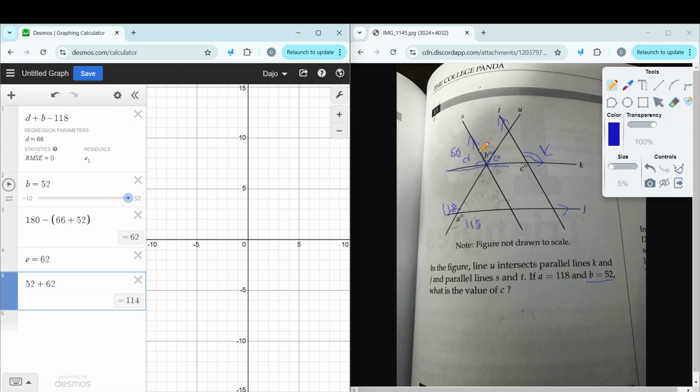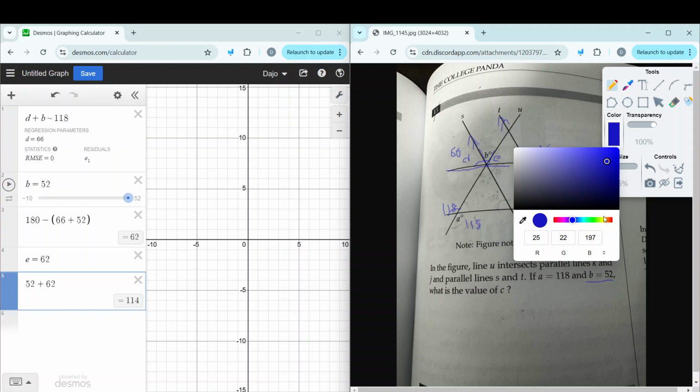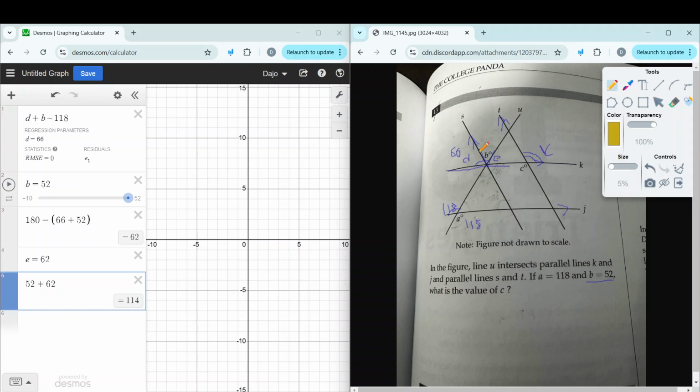So this entire angle right here is 114, and using the corresponding angles theorem, with these parallel lines and this transversal right here, this is also 114. Then using vertical angles, we can derive that C is 114. And there you go. The answer is 114.